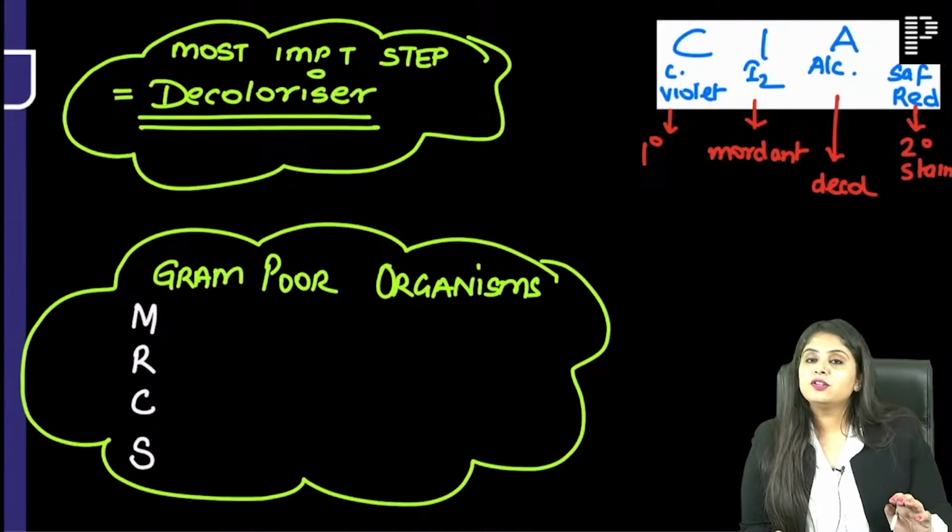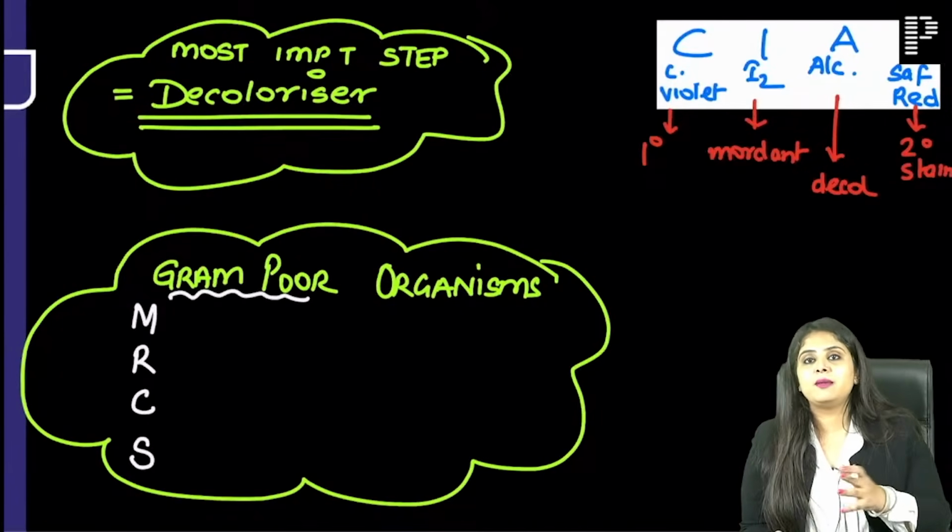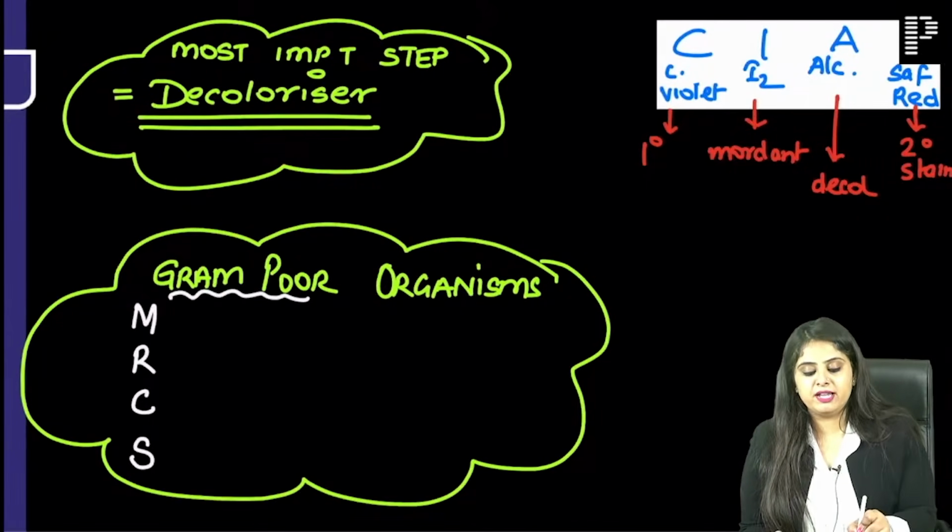So gram poor organisms are those which are not gram positive also, they are not gram negative also. They don't follow these rules. Why? Because they have cell wall variations.